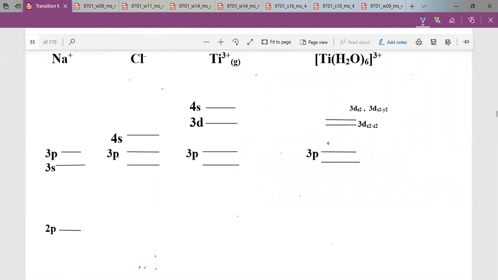2p, 6 of them: 2px, 2py, and 2pz. And this is empty. And this is the next, this is the next level. This is the lowest energy level you can find. ΔE equals hc/λ, where h is the Planck constant.